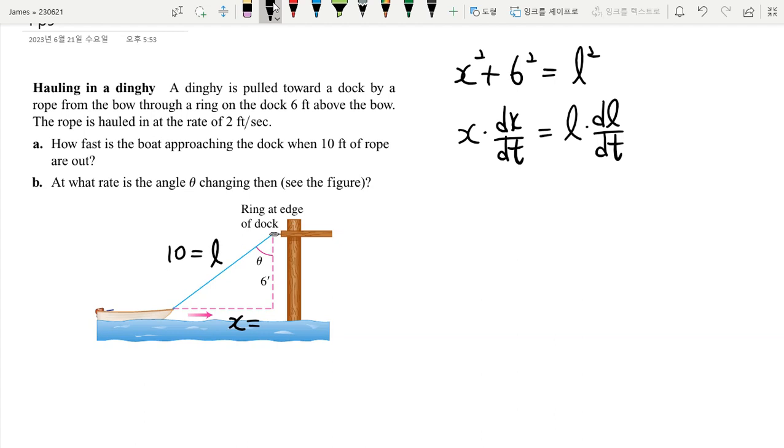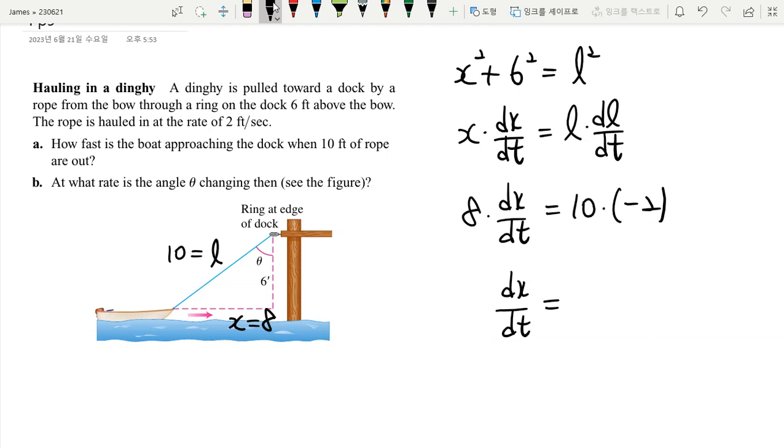Yep, 6 and 10. So what's the length? Yep, 8. So we can use these values. x is 8, L is 10, dl over dt is minus 2. So can you find dx over dt in this equation?